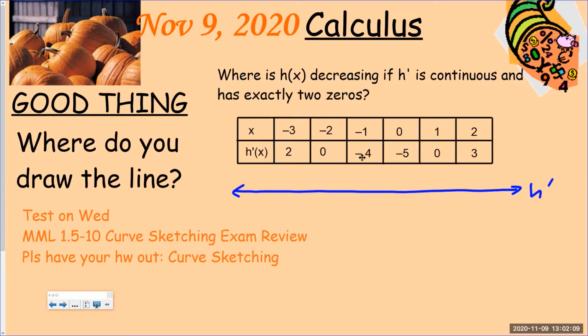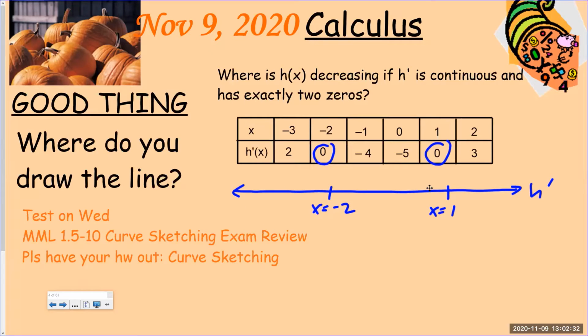So go look at your table and find all the places where F prime is equal to 0 or D and E. Do you see that? And then label those points on your F prime graph. But remember, those points that you label are critical points. So the points that you label are not 0. The points that you label are your X points. Do you remember that?